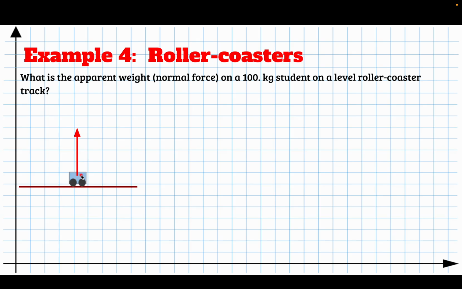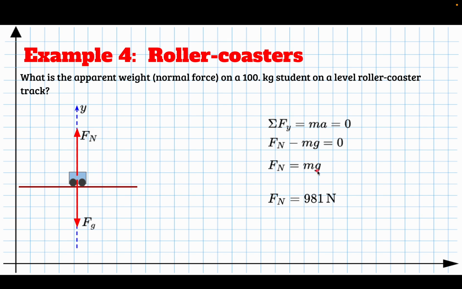If I draw the forces acting on them, the normal force pushes up, gravity pulls down, and since they are not accelerating in the y direction, those forces must add up to 0, which tells us that the normal force must equal mg. So for a 100 kilogram student times 9.81, that's about 981 newtons of force pushing up on the student. That's the weight they feel.